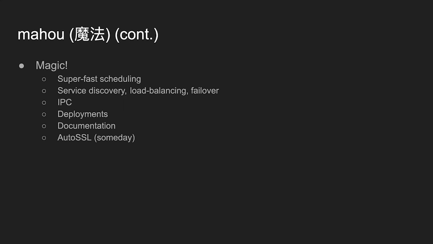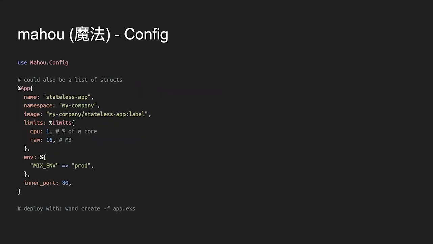When you're dealing with configuration, it looks really familiar. This is an Elixir project, so might as well use Elixir to configure it. All you have to do is a basic use statement, and add an abstract as a manifest, or a list of them. They describe what your app is and the limits on it. You just run a command to deploy it. I a bit cheekily called the CLI tool wand, because magic wand, it kind of makes sense.